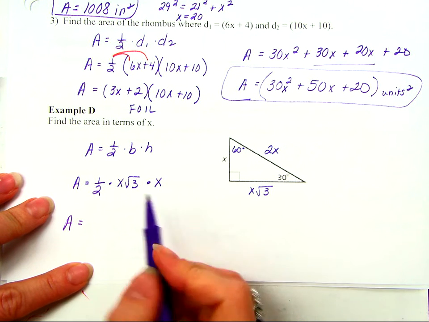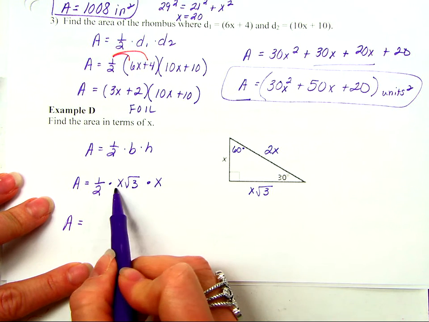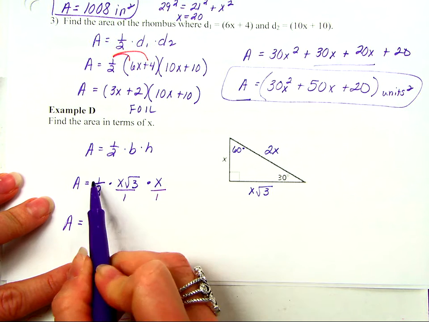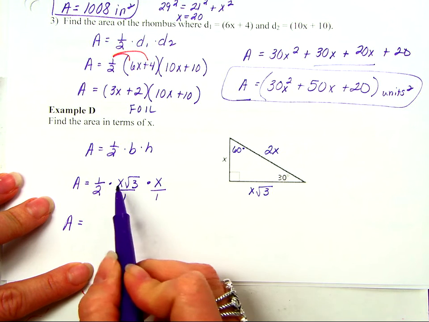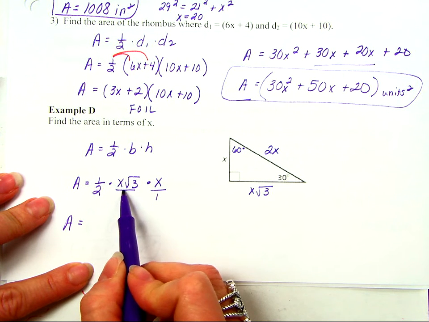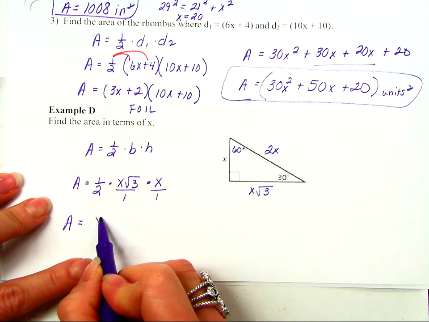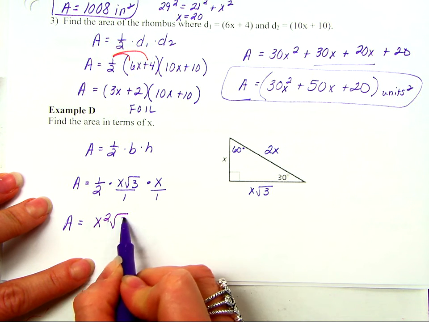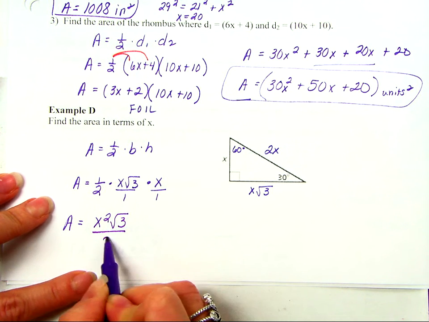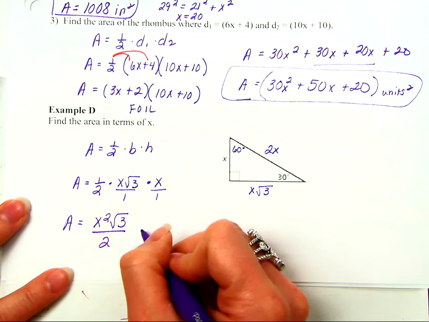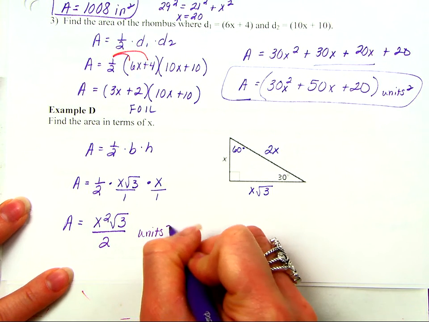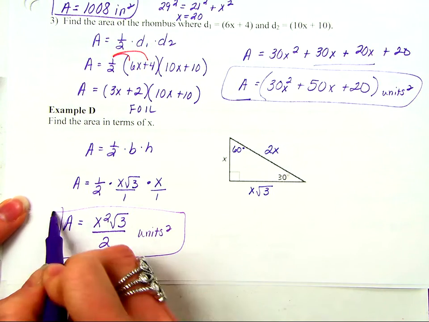If I think about these as fractions, I would do the top over the bottom. Well, 1 times x root 3 times x is actually going to give me x squared root 3 all over 2. This would be my area in simplified form.